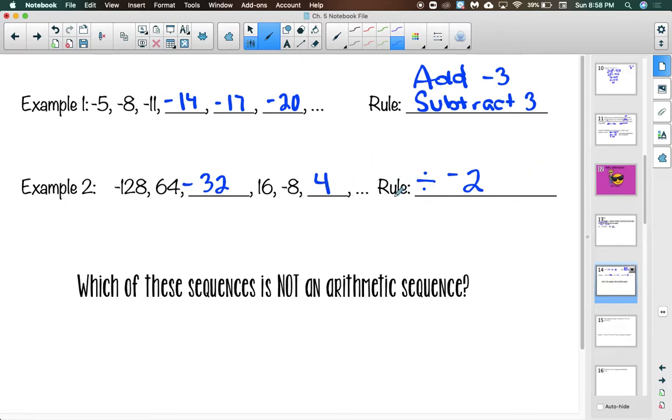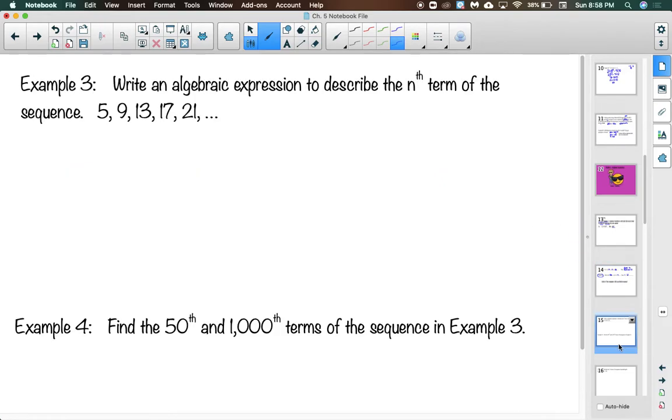Okay, so this one's a little bit tougher, but I have seen these on PSSA released content, and every year I think, wow, that's a tricky question. We should definitely make sure we go over that. Which of these sequences is not an arithmetic sequence? Well, that's pretty obvious. It's example 2. It's not adding or subtracting the same thing each time. It's actually a division rule. All right, let's get into the cool stuff.